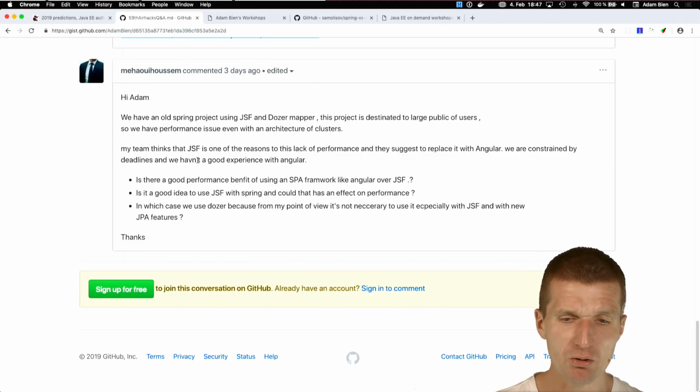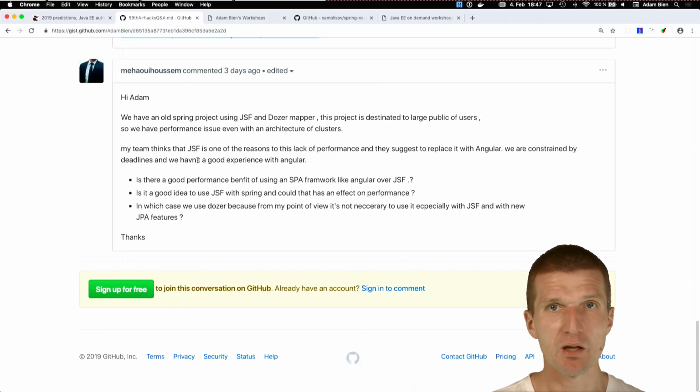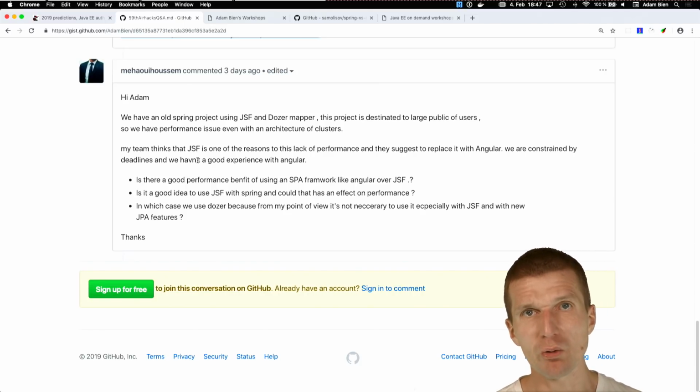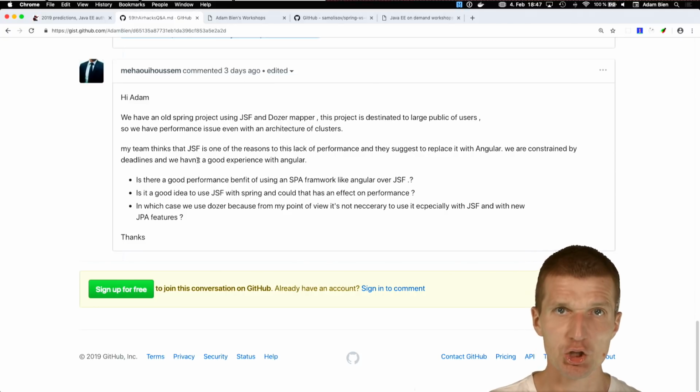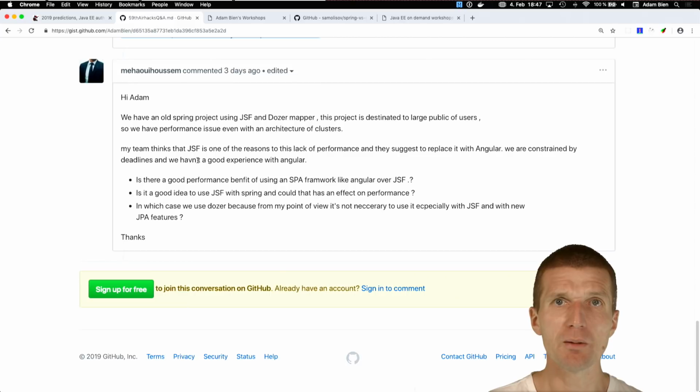So if your application comprises just forms, then what could even happen? That JSF is faster than SPA. But if the application just renders things which can be cached, then SPA could have infinitely better performance.